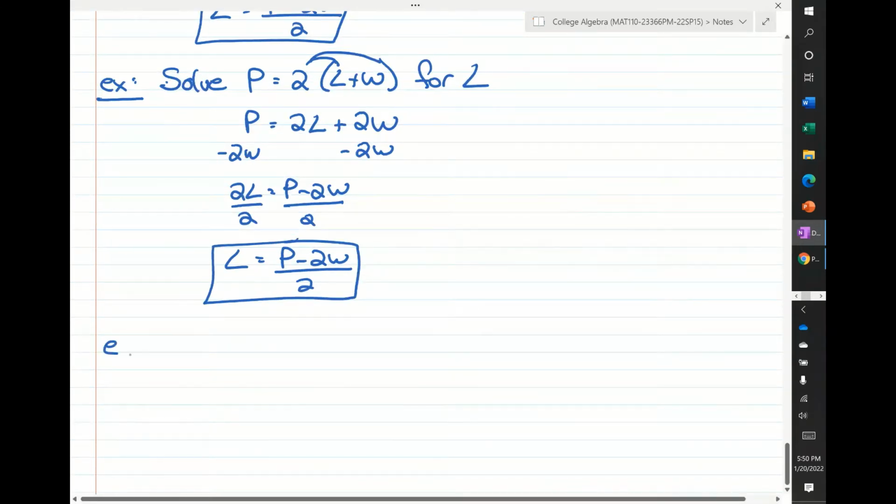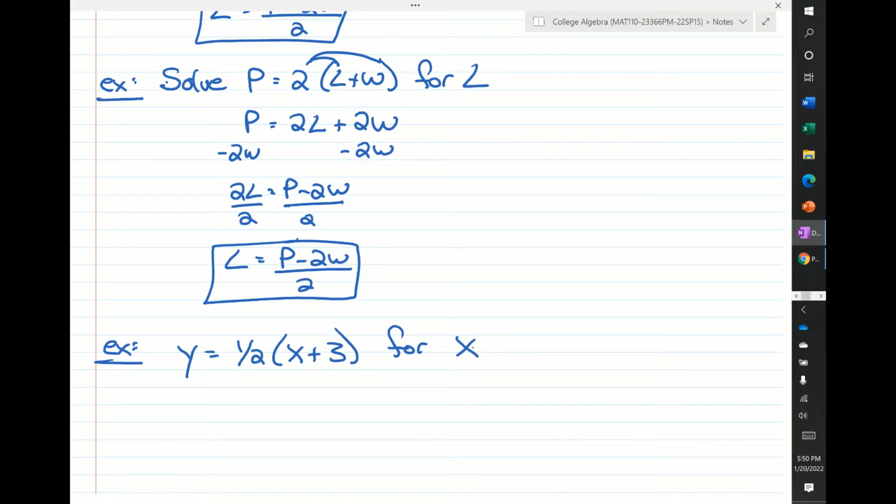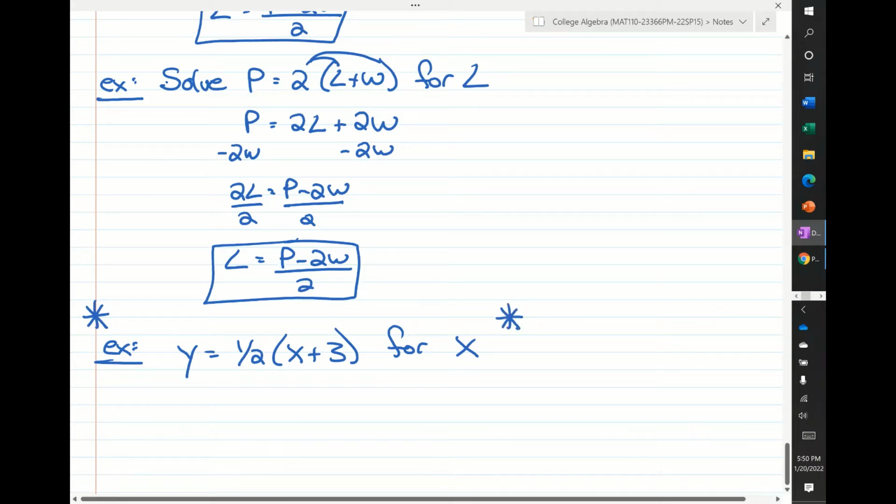So maybe we'll do one more of those. What if we had y is equal to 1/2 times (x plus 3)? We want to solve for x. This one I'm going to star off. If you can understand how to do this problem, you'll be good for formula problems. What makes this so tricky is you have a fraction. But we already talked about how to handle that before.